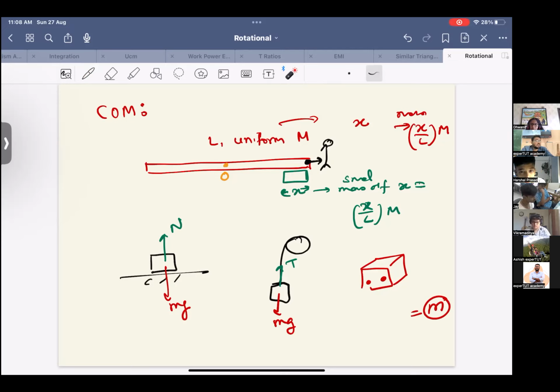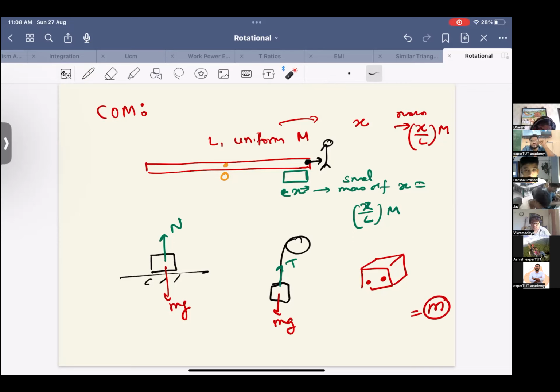Yes, tension acts at one point, exactly one point, right? Because tension means what? The string is attached to the block, so at which point is tension acting? Only at the point where it is attached. Understood? Are you understanding this? The point of application of tension is a single point, right? Write this. Point of application of tension is a single point.